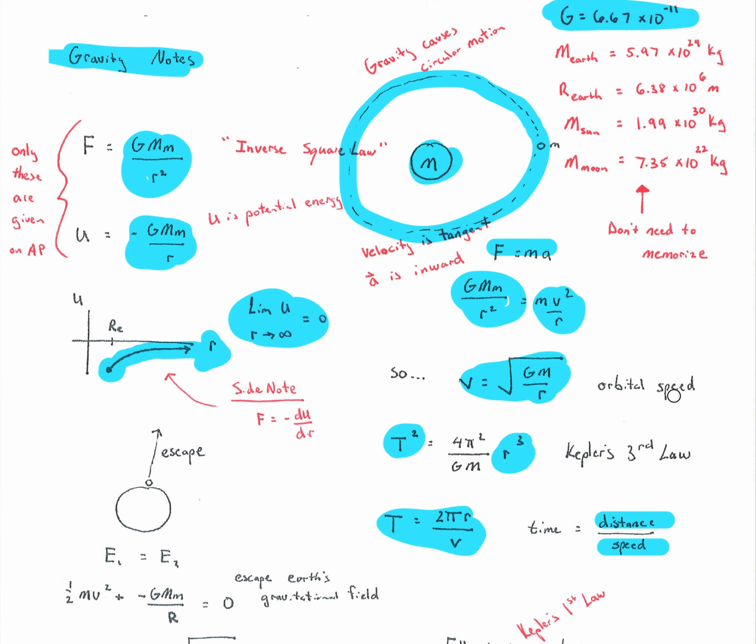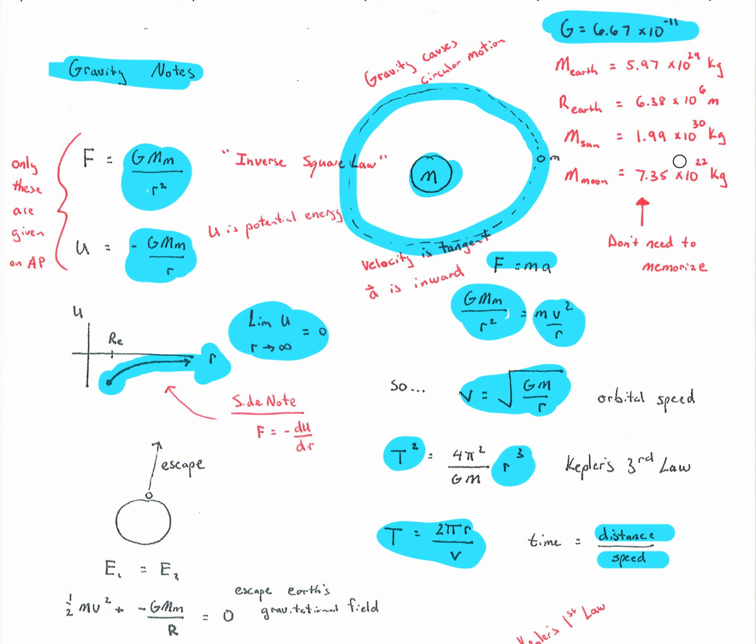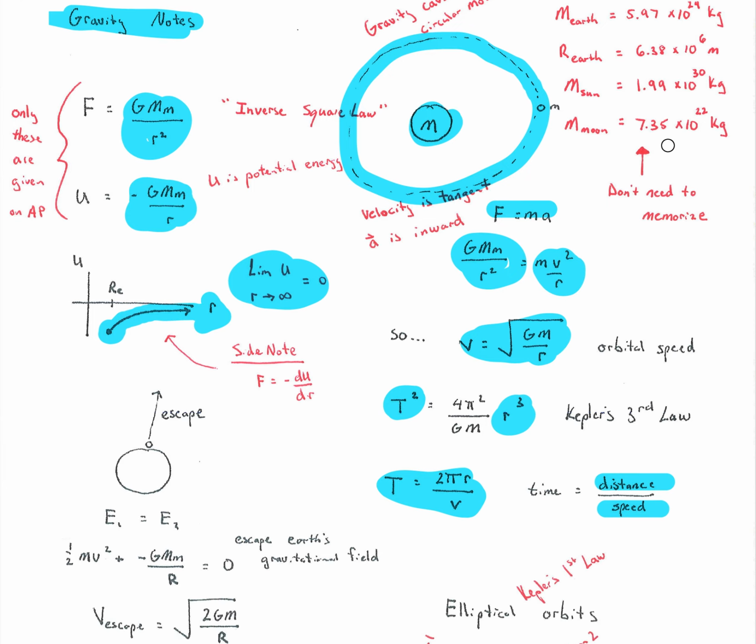Okay, so if you want to get Kepler's third law, or you want to look at orbital speed, you're simply looking at the fact that a satellite is moving in circular motion around a planet. The gravitational force is the one causing it. It is inward, and then you go from there. Just as a reminder, none of these values, G, the mass of the Earth, the radius of the Earth, the mass of the Sun, the mass of the Moon, need to be memorized. They're all either given to you in the problem, or they're actually just on the formula sheet on the AP.